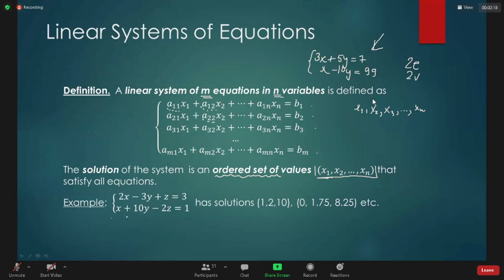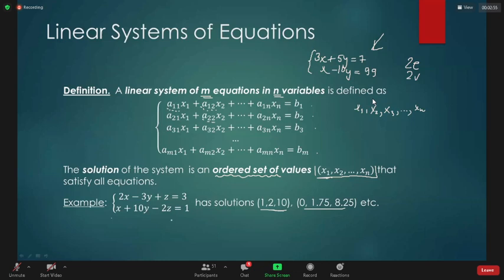So, for example, if I have this system, we see you have two equations and three unknowns, three variables. So this system actually has solutions like 1, 2, 10. If we put x is 1, y is 2, z is 10, you get both equalities correct. Or maybe 0, 1.75, 8.22. Again, if you put these values into the system for x, y, z, you get true identities, correct identities. This means that both ordered sets are solutions of this system.